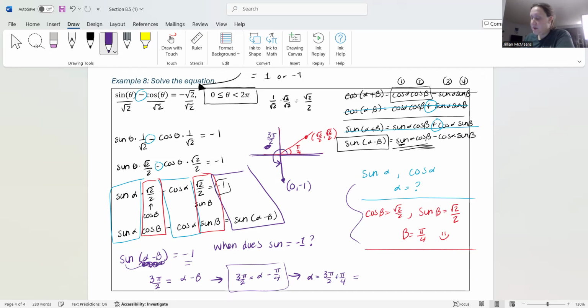Well, if I get common denominators, I would need to multiply top and bottom of 3 pi over 2 by 2. So that gives me 6 pi over 4 plus pi over 4, which finally equals 7 pi over 4. And we were solving right here for some angle theta. We now know that angle theta is finally 7 pi over 4.